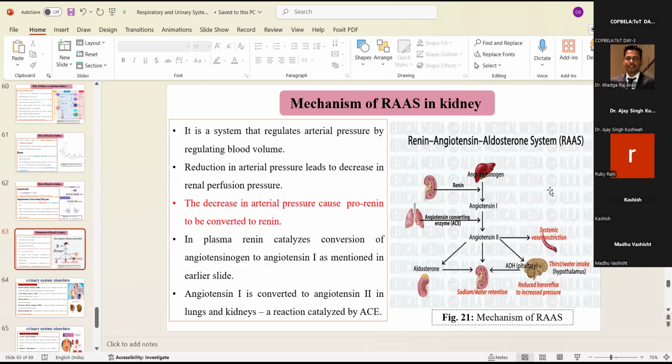reflex to increase the pressure in the central nervous system. It also helps in vasoconstriction, and it also activates the hypothalamus to consume more water. So these are the functions of RAS, renin, and angiotensin and ACE enzyme.